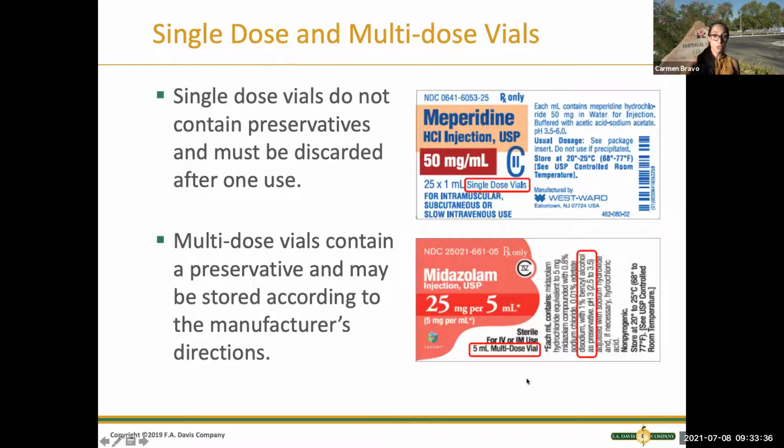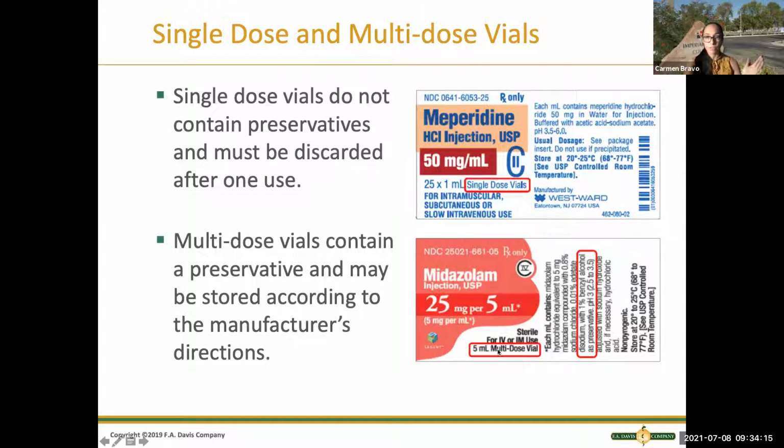So the single dose and multi-dose vials, again, I think I talked about this a couple of presentations before. If you have a vial, it's going to say on it whether it's a single dose vial or not. The difference between both is that single dose medications are just meant to be given once. The vial is only punctured once, and then after that it needs to be discarded, and the medication as well. And the multi-dose vials do have preservatives and they can be stored for a period of time.